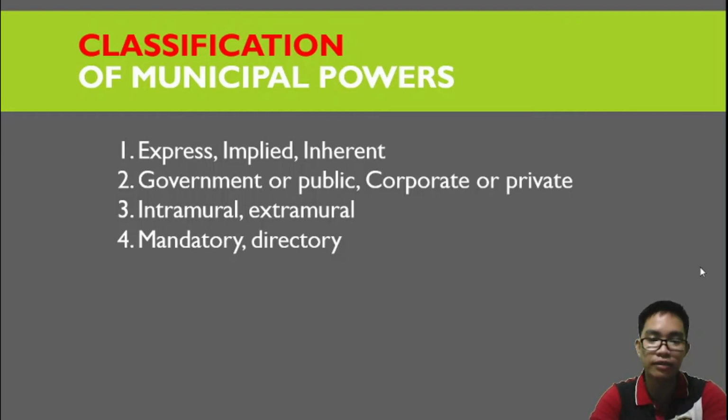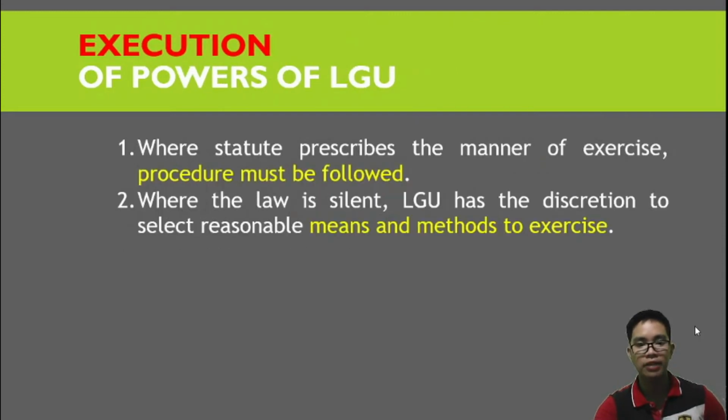Government or corporate: when you say government, it means public; corporate talks about private. Public and private. We have discussed this in our last two lessons. Intramural means internal. Extramural is the opposite, which is external. So, internal powers and external powers. Mandatory means this must be done based on a legal basis, or directory, which is something you are directed to act on by an authority. Okay? Got it? So, let's go to the execution of powers. How are these powers executed?